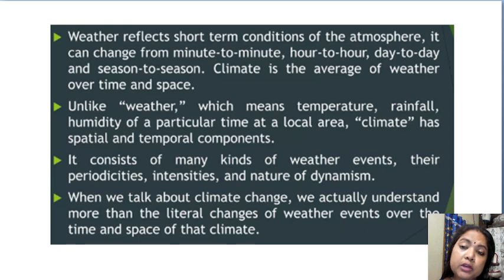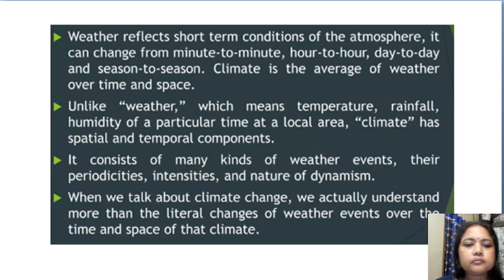For example, suppose on a particular day at 11 a.m. it is a sunny day, with the scorching sun over our head. But suddenly after a few minutes the sky becomes cloudy, the sun comes under the clouds, and rain starts. This type of sudden change in atmospheric condition is known as weather. Hour to hour, day to day and season to season, the weather parameters change. The climate is the average of weather over time and space. So climate is nothing but the average of weather conditions.